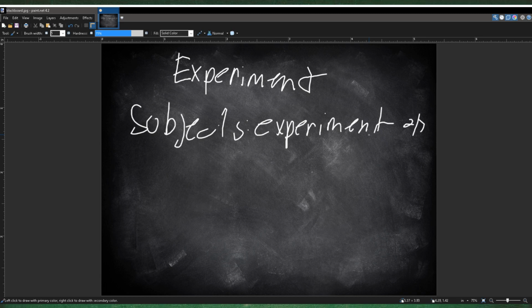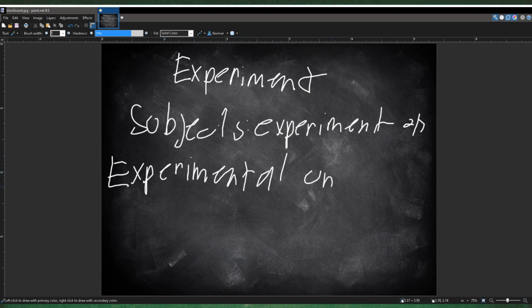And then experimental units. These are basically anything else. Other than the subject, everything else is experimental units. So those are the others. And then there are levels.